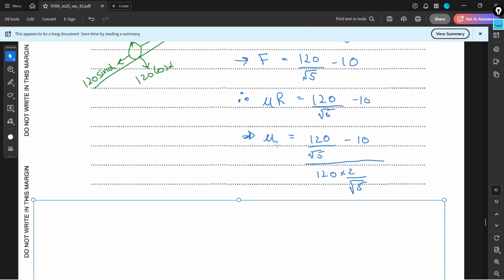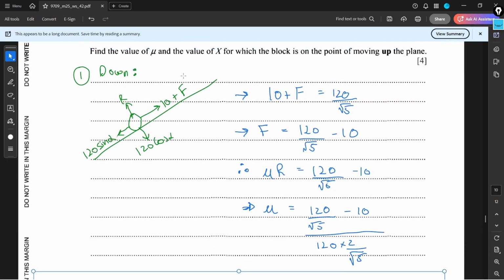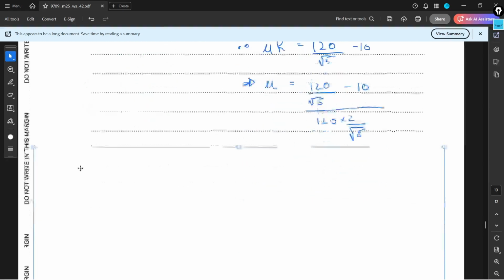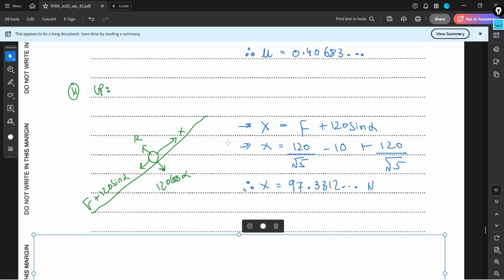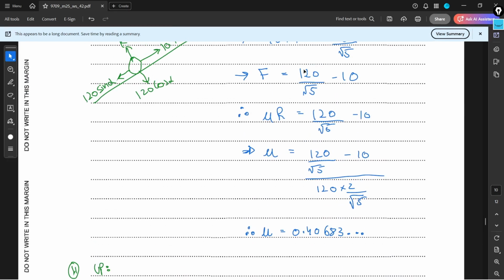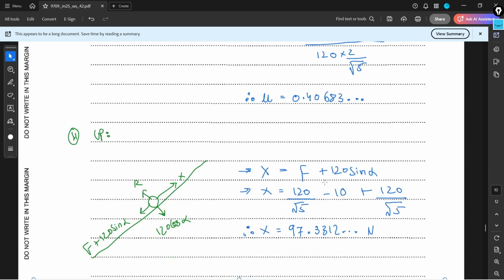Once I have the value of mu, I can use the second condition, that is limiting equilibrium, but this time up the plane. And therefore I can repeat the same diagram with the force F being in the downward direction. Let me show that to you over here, that is how it's going to look. And then again, because it's in equilibrium, I can say that x is equal to f plus 120 sine alpha. Now over here, the value of f I've already figured out as this value. So f plus 120 sine alpha, where sine alpha is 1 by root 5. If I calculate, the value of x in decimals will come out to be 97.3312 something.